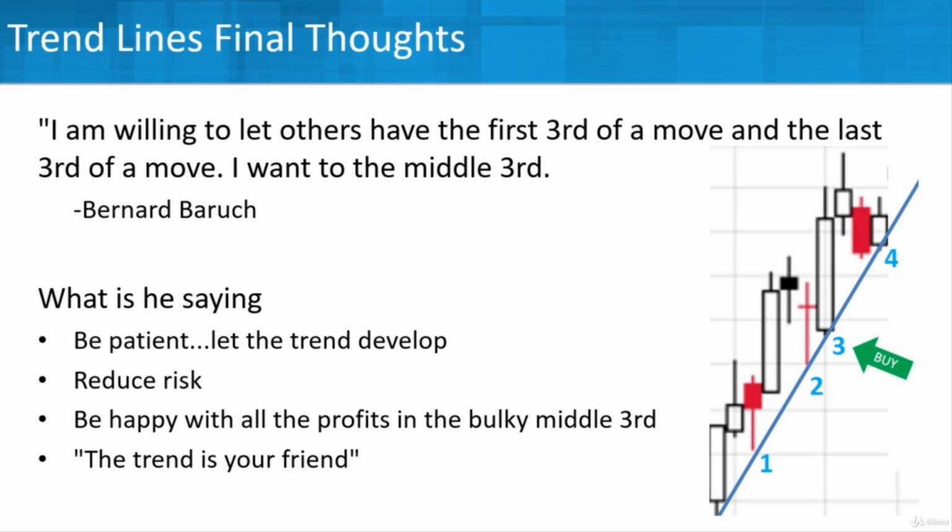So you're reducing that risk. Be happy with all the profits in that bulky middle third, right? The profits between number 2 and number 4, or number 3 and number 4, are great. And you're doing that over and over again. That's going to be very profitable for you. So don't worry if you thought, I got in too late or I got in too early. Enjoy that middle third. It's that idea of the trend is your friend. You need to have that trend established, so it'll be friendly to you and really profitable for you as well. So there you have it with trend lines.